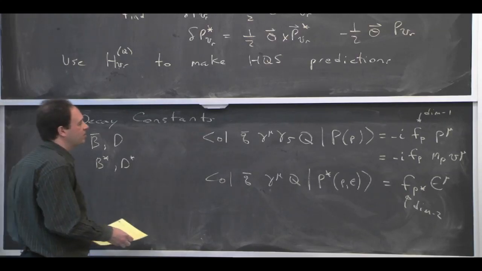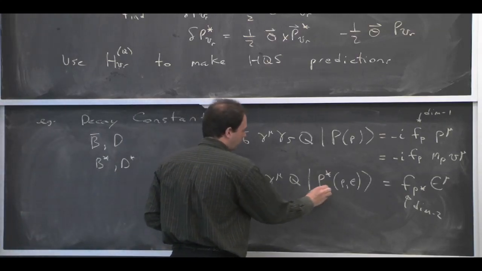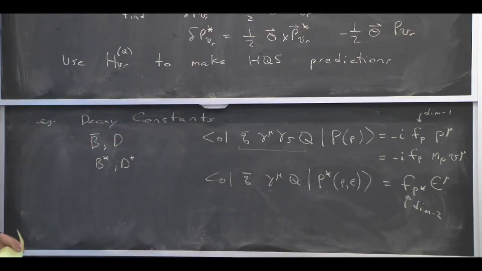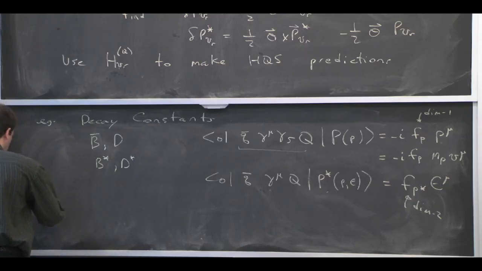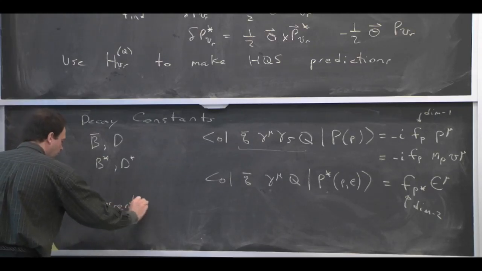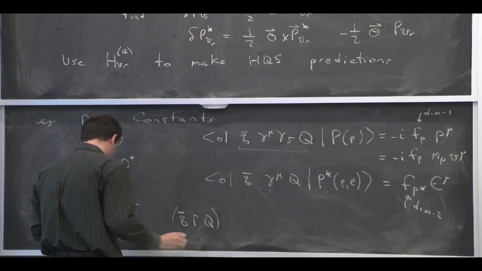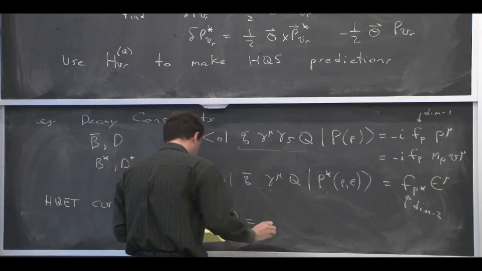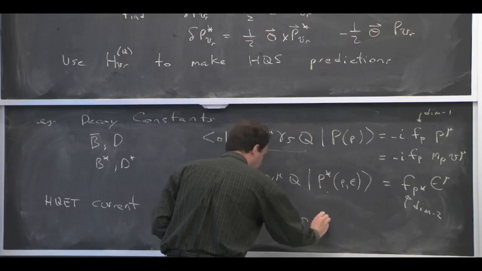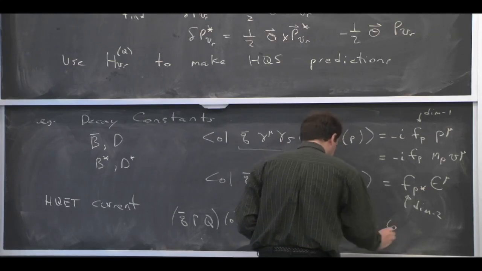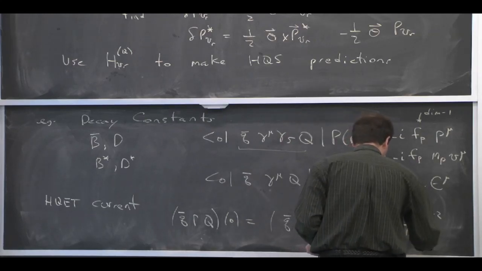OK, so there's two things we have to work out. We're going to use the H_v field. I'll show you how. We also have to think about these currents that I've talked about here and writing them in terms of the Q_v field. So let's do that first. So that's pretty easy. Just replace our field by the Q_v field.